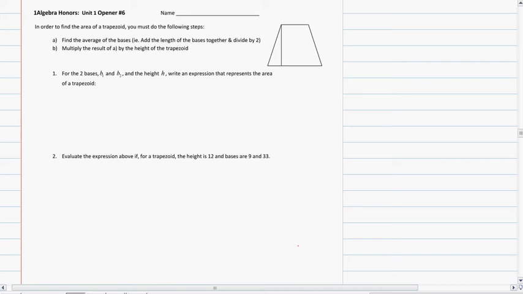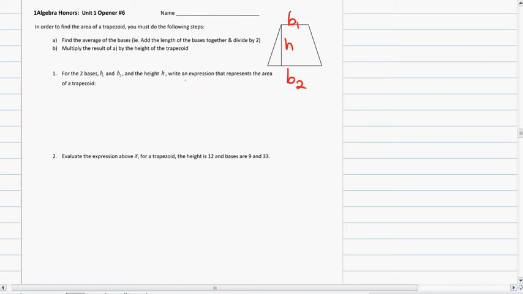So let's, for terminology's sake, make sure we know physically what we're talking about here. This is one of the bases, this is the other. It doesn't matter what you call 1 and 2. I'll just call that 1 and 2. This is our height. So for the two bases B1 and B2 and the height h, I don't know the values, but we'll just call them B1, B2, and h. Write an expression that represents the area of a trapezoid.